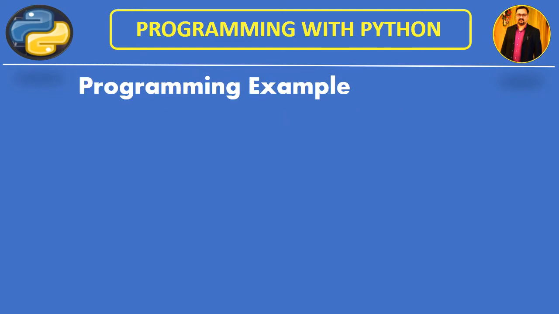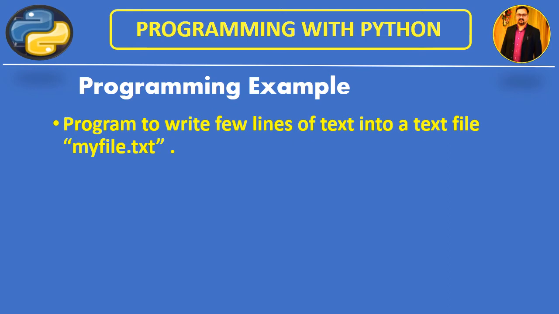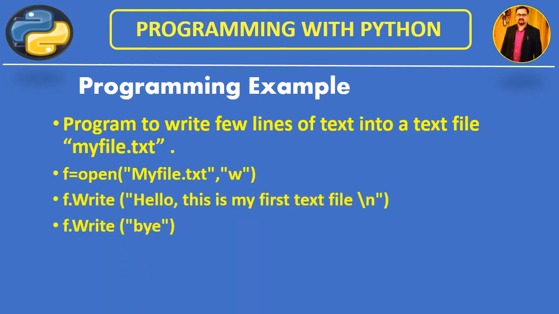Now let's see a programming example of the same, how to write a file. This is a simple program to write a few lines of text into a text file, myfile.txt. Here again the same thing: the first statement, f equals open myfile.txt. Any name you can write here, you can change it to any name, and w is the file mode. So this will open myfile.txt in writing mode, and it is ready to write.